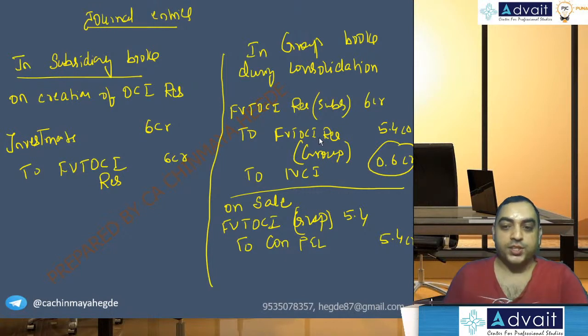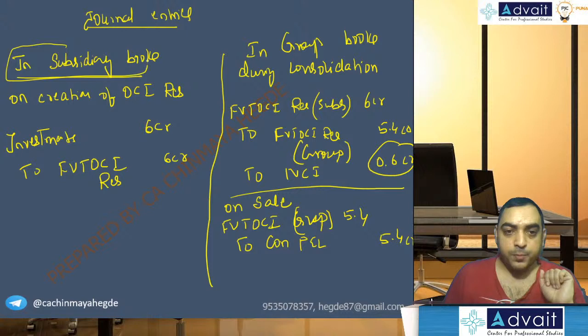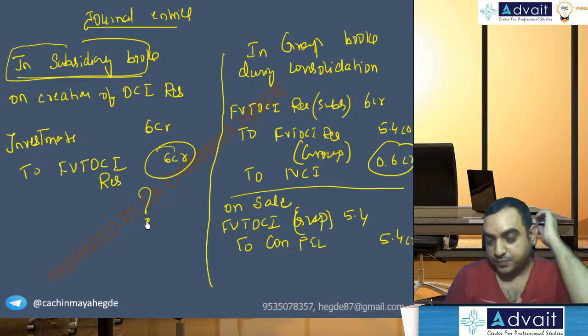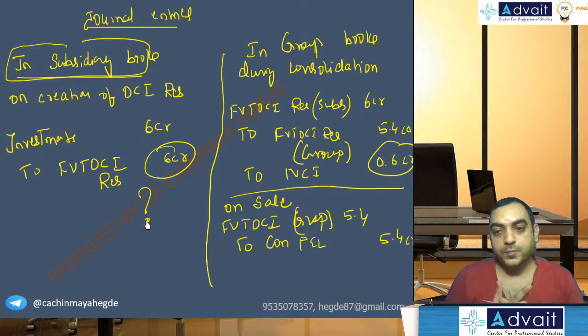Okay, nice. Then one question. What will happen in subsidiary books to this 6 crores? What will happen to this? In subsidiary books, what will happen? No answer? Yes, in subsidiary books, no treatment, nothing. Correct, Kanishka, correct, Rangesh. As of now, no treatment.